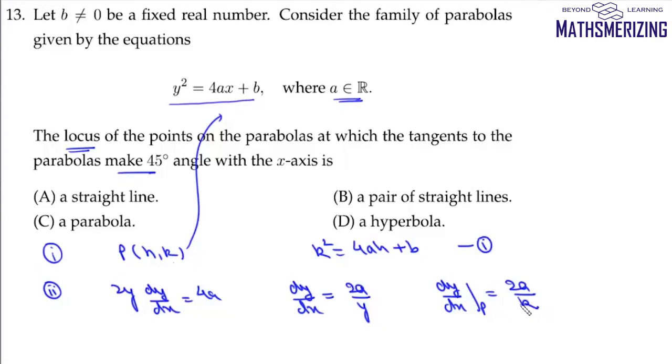While solving the question for the first time, what I had done was replace this y not with k but with h. Now it says tangents make an angle of 45 degrees with the x-axis. So that means the slope of the tangent is tan 45, which is 1. So from here we get the condition that k equals 2a. Now we need to eliminate a, as a is a parameter. So we'll put the value of a here. Then we'll get this equation as k square equals 2hk plus b. And then finally, we'll replace h with x and k with y.